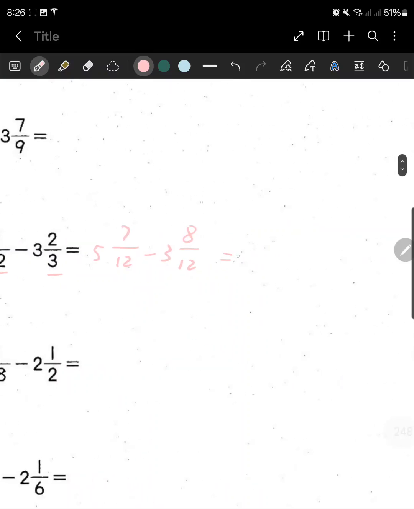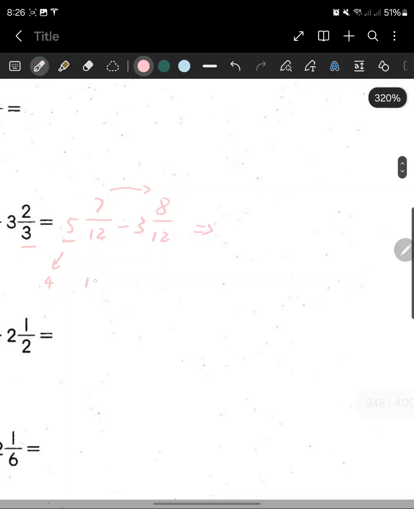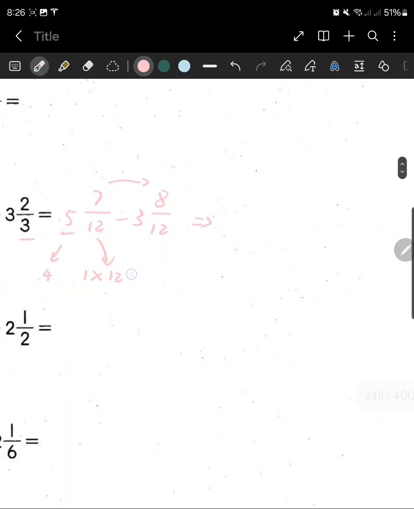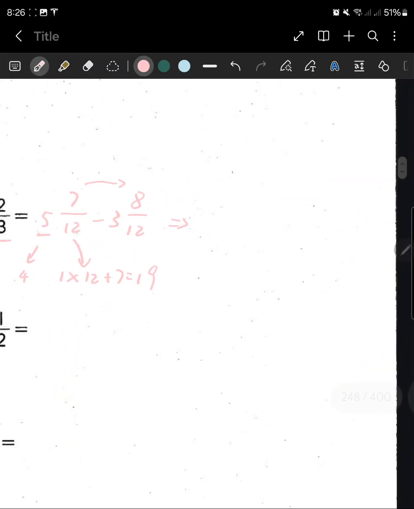Ooh, now I find out that my 7 is smaller than 8. So what I'm going to do is ask the 5, hey, 5, can you actually lend me 1? You just need the 1. Why? Because you don't need the whole thing, right? If you need all 5 of the whole number, that's way too much. So again, the 5 will become a 4. Where does the 1 go? That 1 multiplies with the 12, just like how you're doing it, right? Plus the 7, which becomes 19. So my new fraction of 5, 7 over 12 becomes 4, 19 over 12.